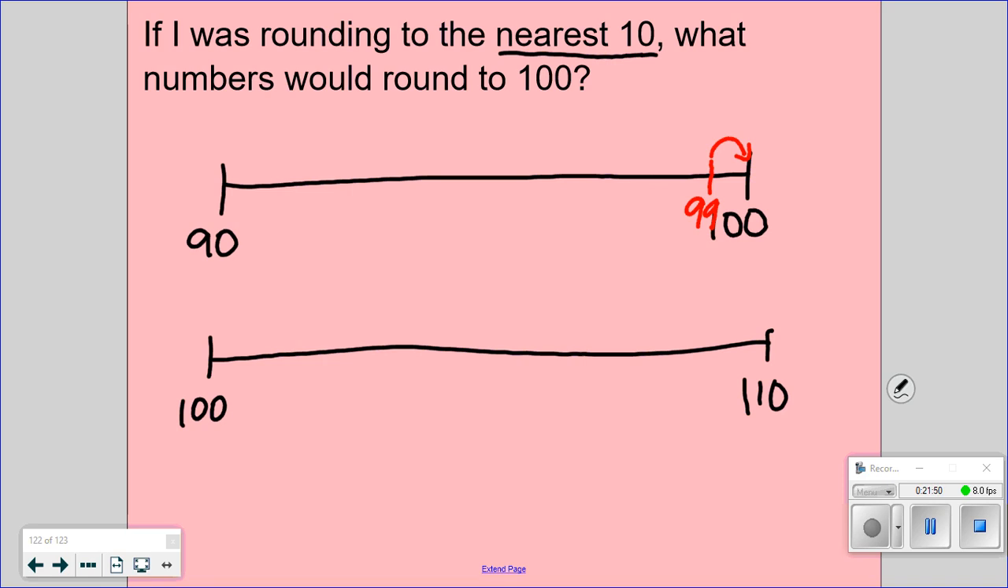Are there any other numbers that are less than 100, but 100 would be a close to number, Lincoln? 98. Anything else? 97. Anything else? Michael? 95. 95's a tricky one because it is going to round to the higher endpoint of 100. Sean?